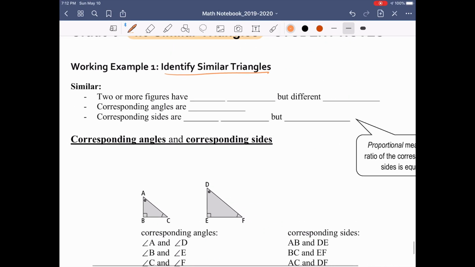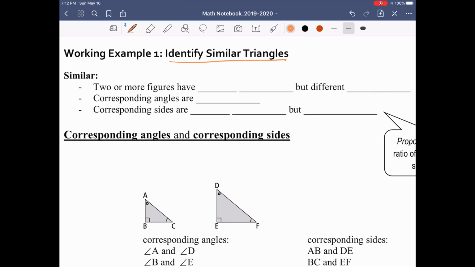Similar is a different definition in math. Similar figures are two or more figures that have the same shape but different size. Okay? So it's an enlargement or a reduction of each other, basically. All the corresponding angles are equal and all the corresponding sides are proportional.